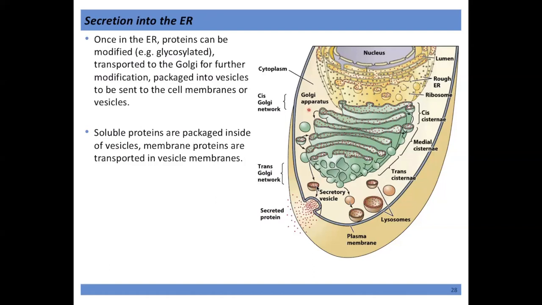Now, those proteins that are just floating around in the cytoplasm can just be made by the regular free ribosomes in there. But if you're going to be secreted, or you're going to be found in the membrane, or you're going to be packed into a lysosome, this is the process that you need to go through.